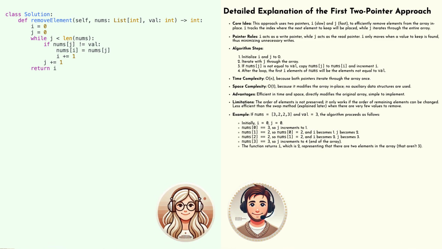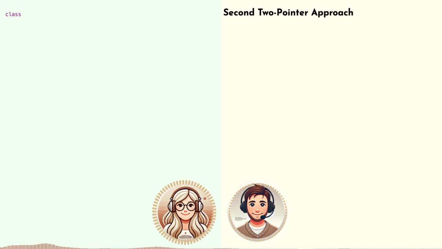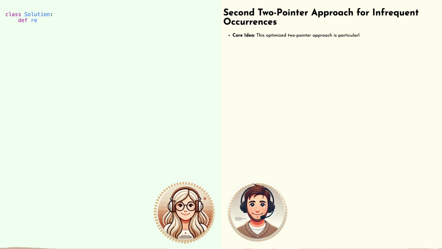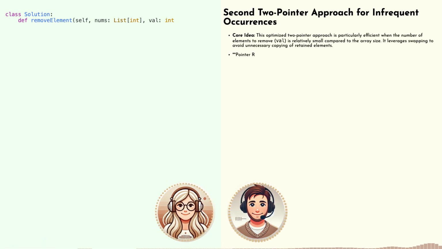Not at all. If J sees a target value, it simply moves on to the next element without bothering. I only moves when it receives a good element from J. It's beautiful. J is scouting, I is curating, and they're working together to achieve this in-place removal. Exactly. And this process continues until J reaches the very end of the array. Oh, so when J hits the finish line, what happens then?